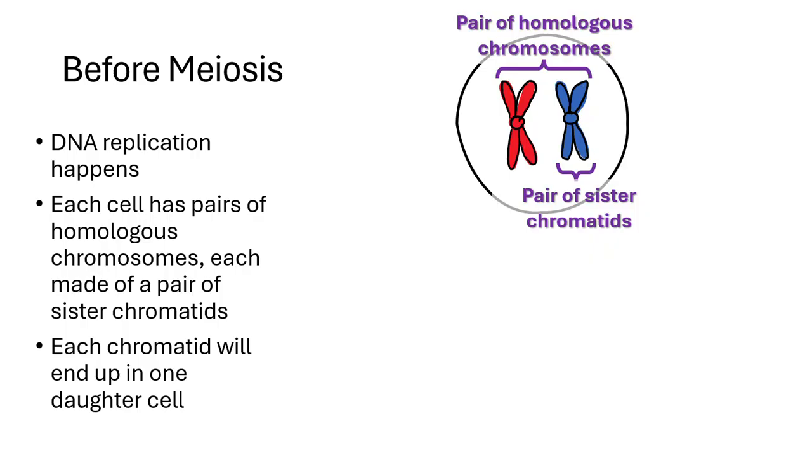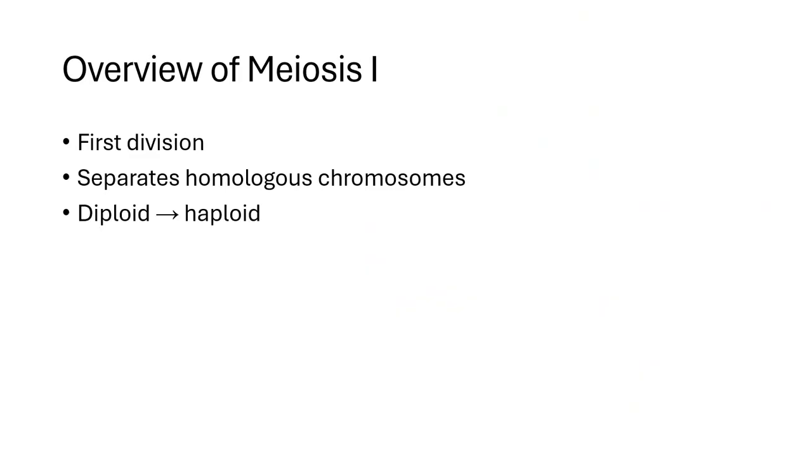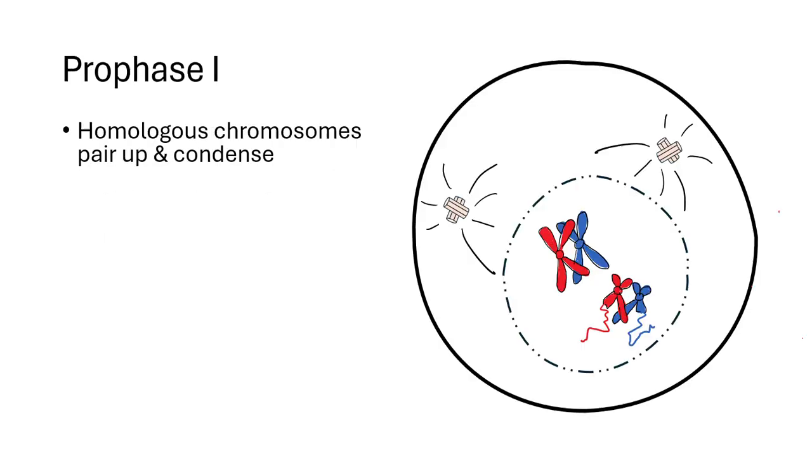Each chromatid after meiosis is going to end up in one of the 4 daughter cells that are produced. So that's where you're basically getting 4 sets of DNA to produce 4 different cells. So meiosis 1 is the first division that happens. It separates homologous chromosomes from each other. This is the actual reduction where you go from diploid to haploid. And at the end, it forms 2 haploid daughter cells. So let's look at each of the stages in meiosis in detail.